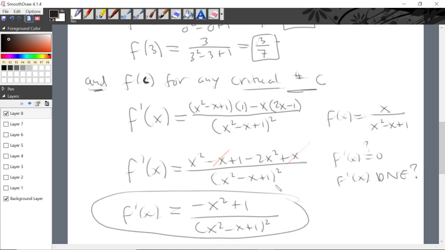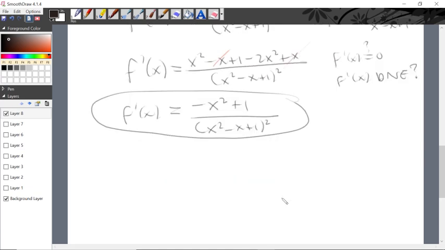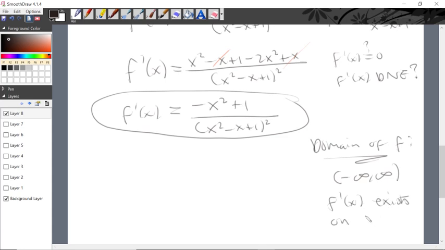Let's investigate that. We want to see where it equals 0 and where it does not exist. As far as the domain of f, the numerator is a polynomial and the denominator is a polynomial, and if we set the denominator equal to 0, it's the same factor we already tested. So the domain of f is all real numbers, negative infinity to positive infinity. So f prime of x exists on all real numbers, and throughout the entire interval. No critical numbers are found from the derivative not existing.